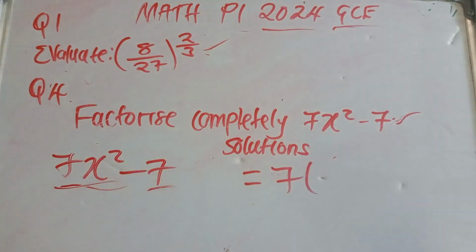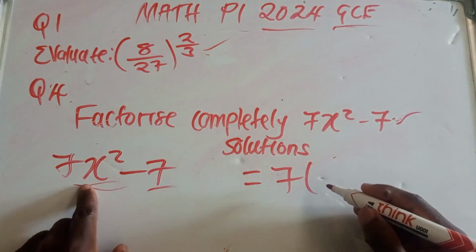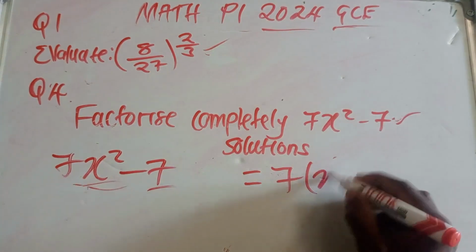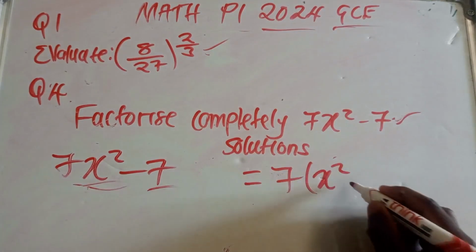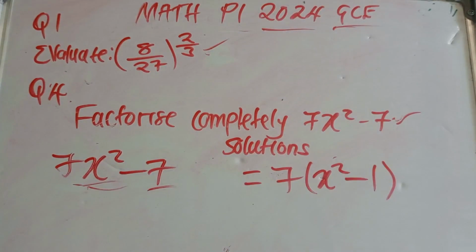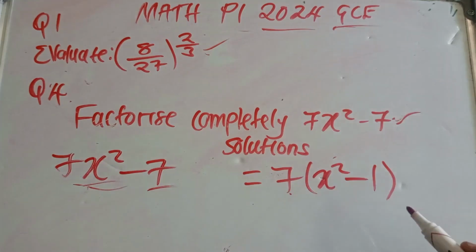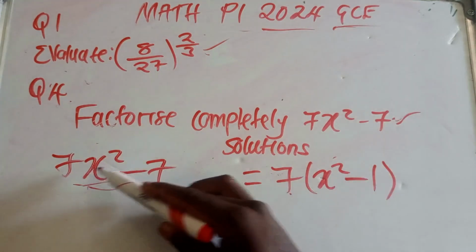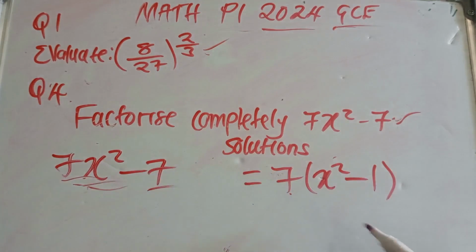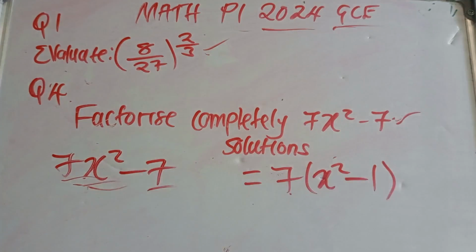So we're going to factor out 7, and then 7 into 7x squared, we are remaining with what? x squared. Minus 7 into 7, we are remaining with what? With 1. Hope you are following. So that when we multiply 7 times x squared, it is going to give us back our 7x squared. 7 times negative 1, we are going to have negative what? Negative 7. As simple as that. Hope you are following. So now that we have done this, the next step.